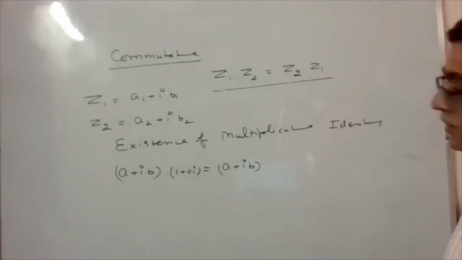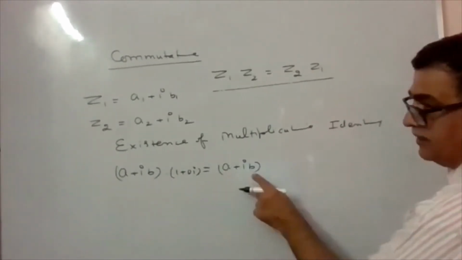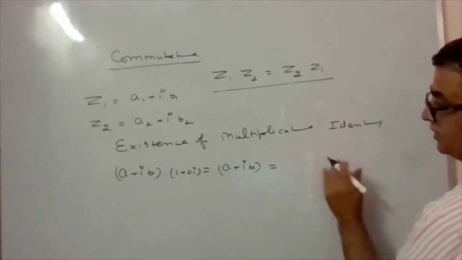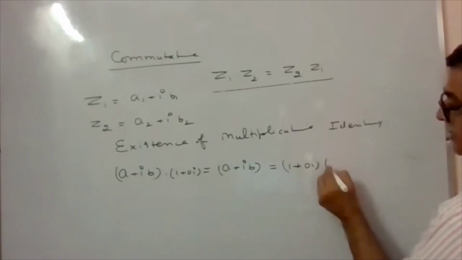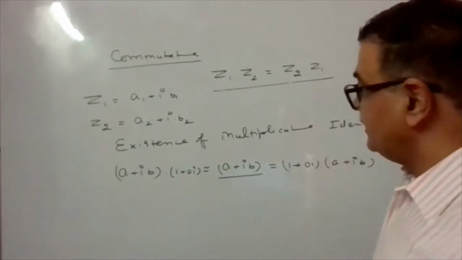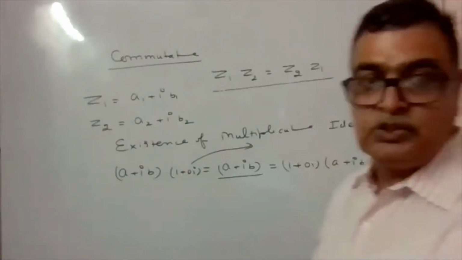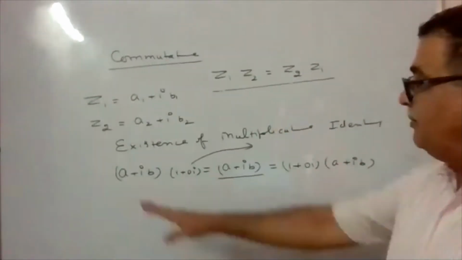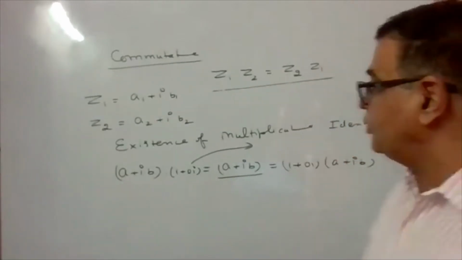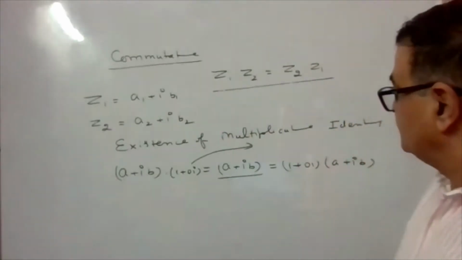If you do that, then 1 plus 0 iota into a plus iota b, or a plus iota b into 1 plus 0 iota, in both the cases your result remains a plus iota b. So 1, if you multiply with a complex number, that complex number remains unchanged. That means 1 plus 0 iota will be called the multiplicative identity.